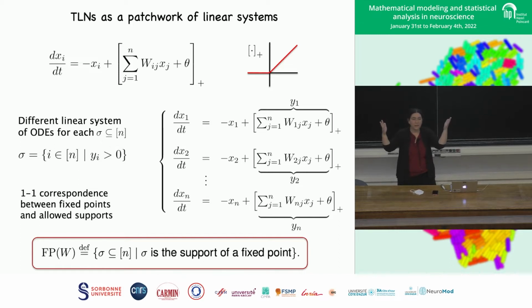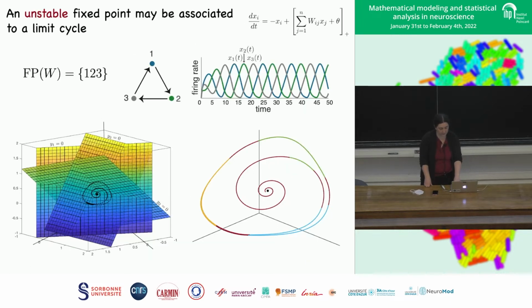And so the whole game is to figure out which chambers contain their own fixed points. You can label the fixed points by their supports, which are subsets of the neurons 1 through n. That is the game. So this FP of W, or FP of G when we think of a particular graph with epsilon and delta parameters, is telling me all the allowed supports. And here's a very simple case with a 3-cycle. You see this nice limit cycle attractor that we get.